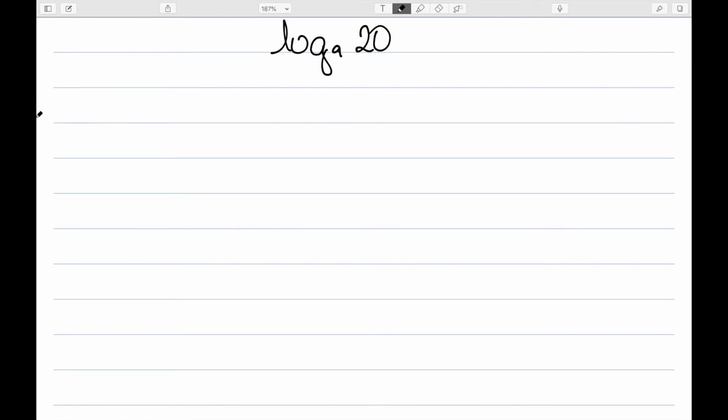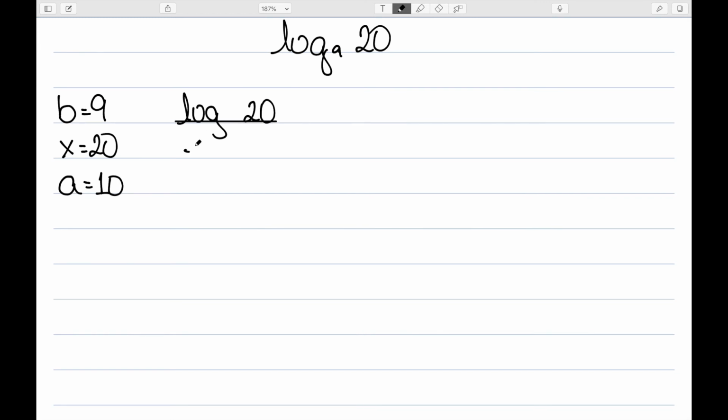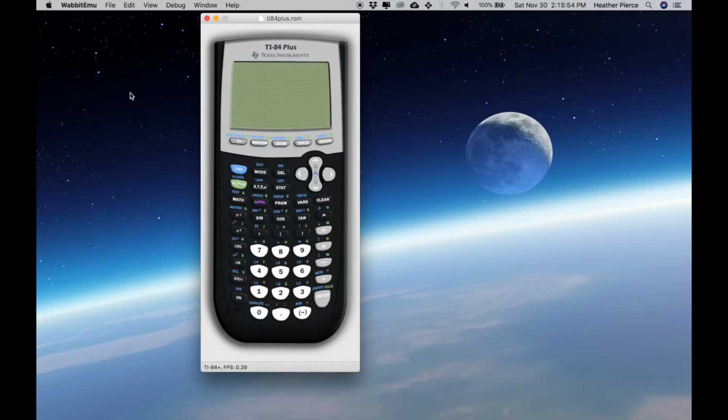Let's look at log base 9 of 20. In this case, my original base is 9. I'm taking the log of 20, and we're going to start by moving to base 10. So we would have log of x, so log of 20, over log of the base. So log of 20 over log of 9. Coming to my calculator, we can do log of 20 divided by log of 9, and we get 1.363.